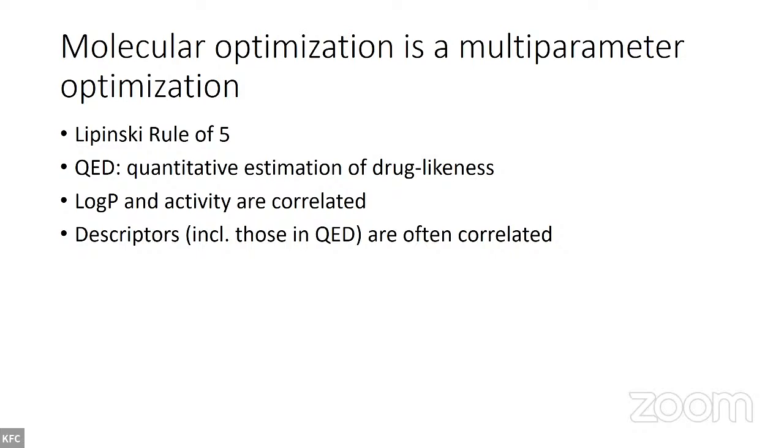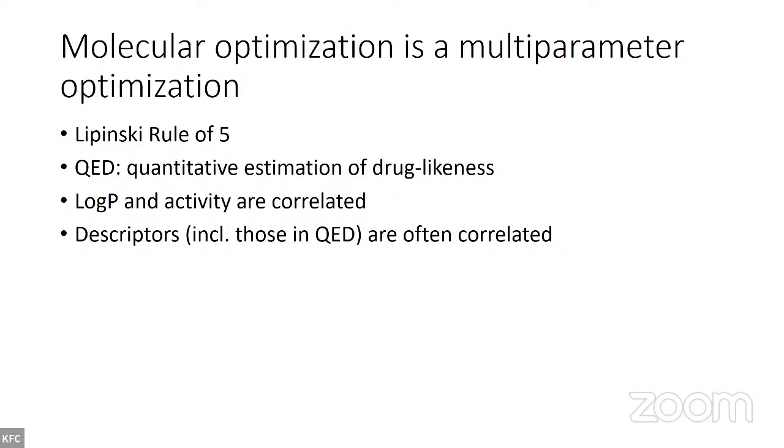Then these types of rules can actually be summarized into one value, which is very often used, especially by machine learning people. It's called QED, quantitative estimation of drug likeness, but it's actually just a simple formula which scores how well all these parameters are within a given range.